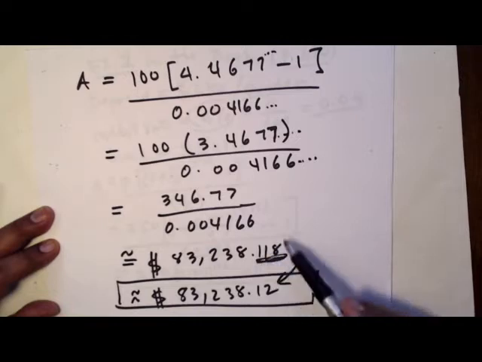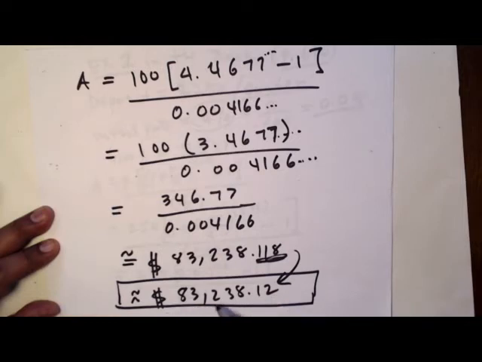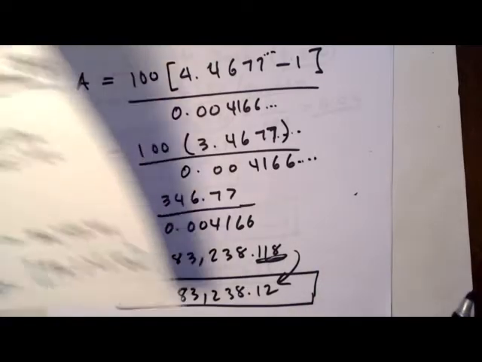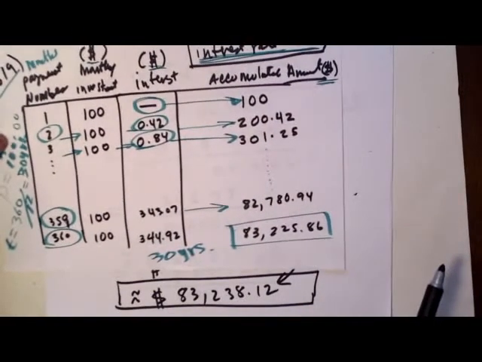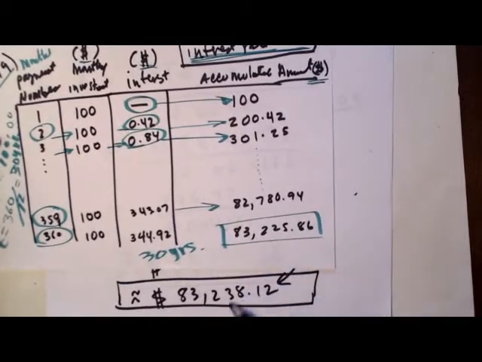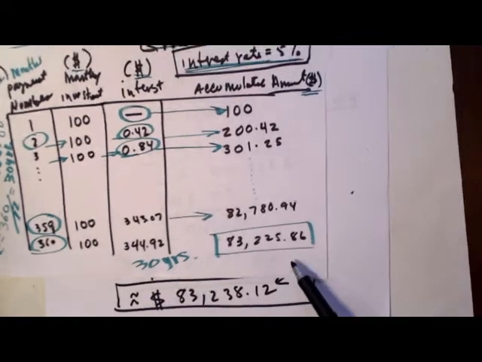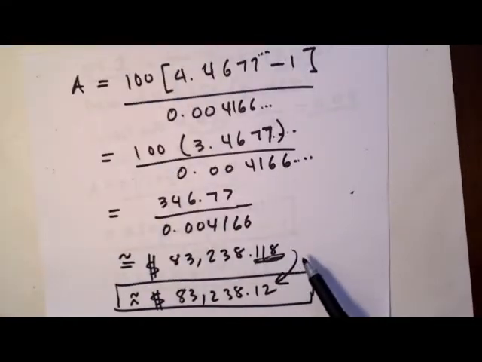And this division here results in $83,238.118 as a decimal. We need to convert this into cents, so it makes sense to make this into $83,238.12. If we remember what we did with the table, right, there is a difference here of a few dollars, and they have to do again with the truncations of the periods.